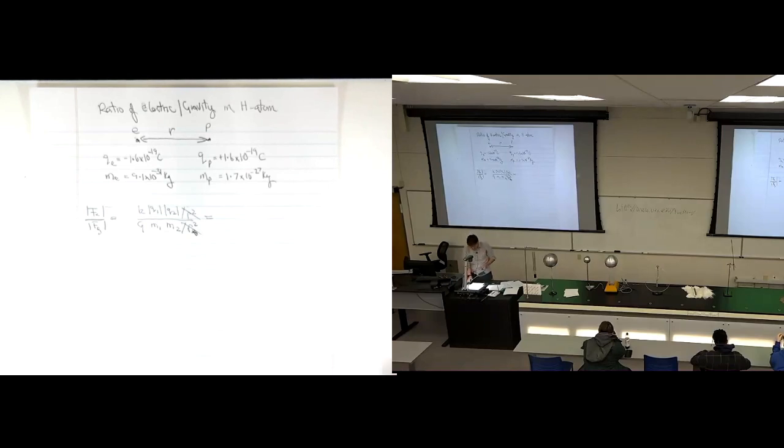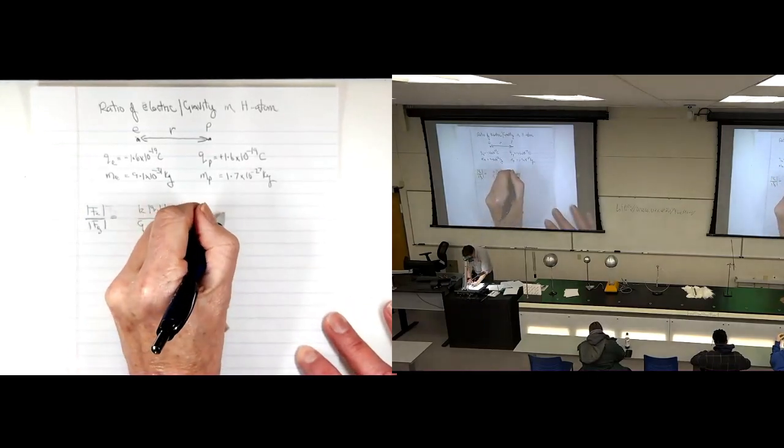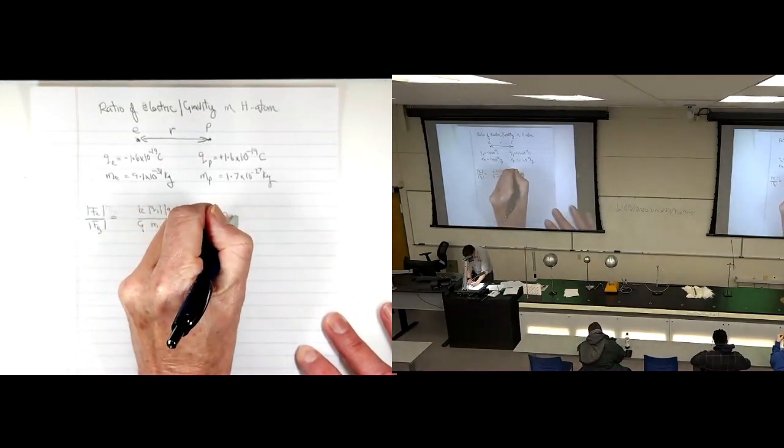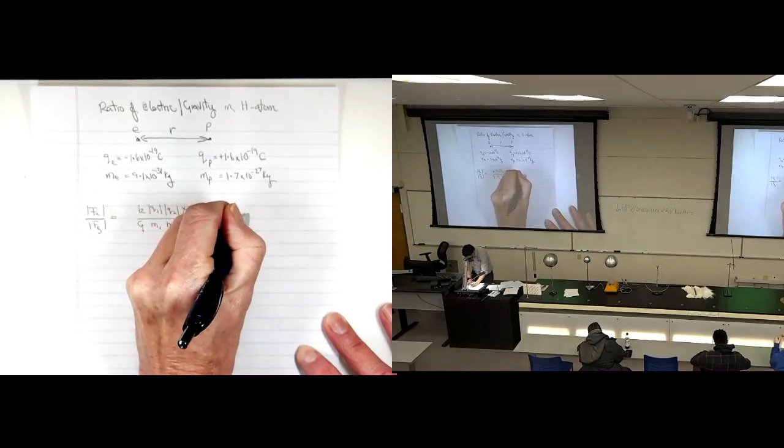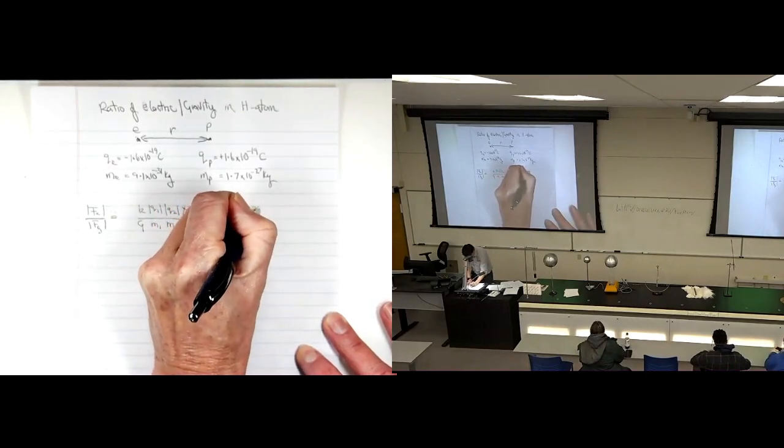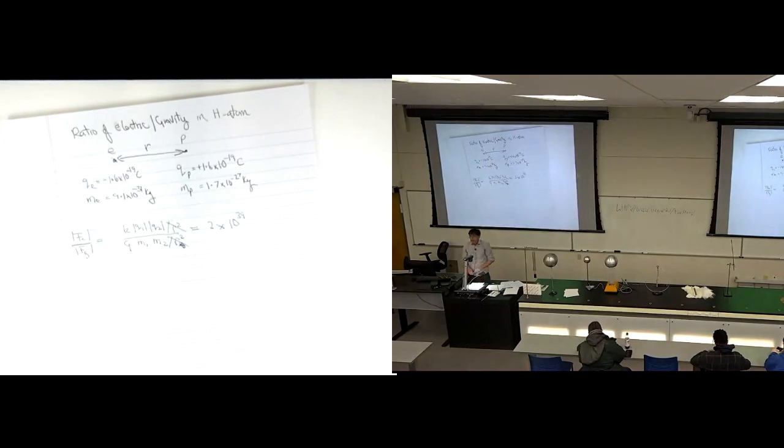If you plug all those numbers in, the answer comes out to be about 2 times 10 to the 39. That's an enormously large number. It's an enormously large number because think about the constants, K and G.